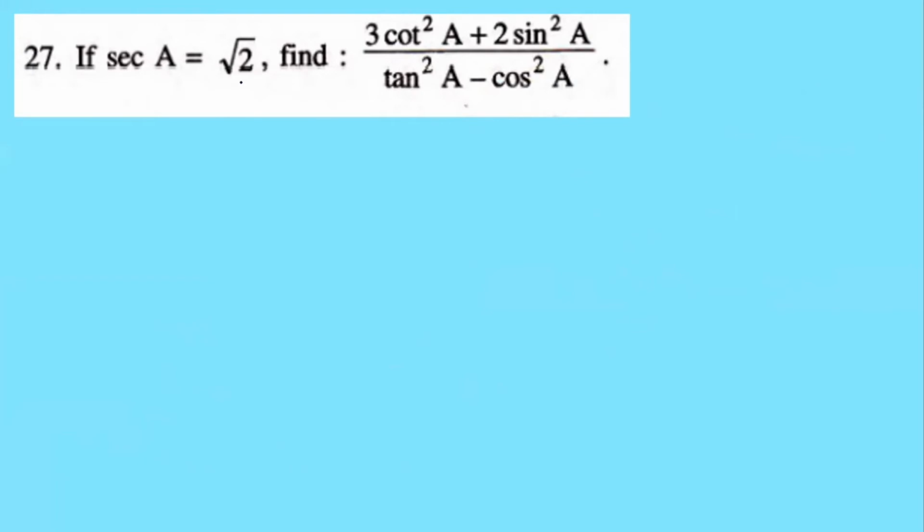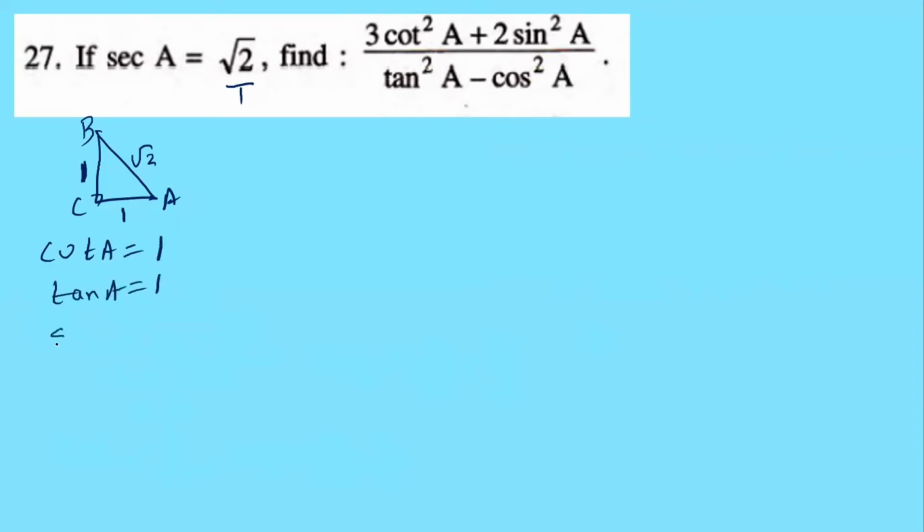Plus cos square A. So sec A is root 2, so root 2 upon 1. Let us draw a right triangle again with A as an acute angle. So ABC, where sec A is hypotenuse upon adjacent. So this is root 2 and this is 1. So by Pythagoras theorem, we get BC as 1. So we have cot A equal to 1 upon 1, which is 1. Again, tan A is equal to 1 upon 1, which is 1. Sin A is equal to opposite by hypotenuse, that is 1 upon root 2. Cos A is adjacent by hypotenuse, that is 1 upon root 2.